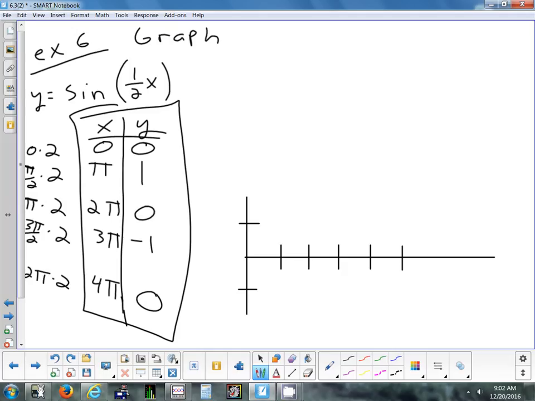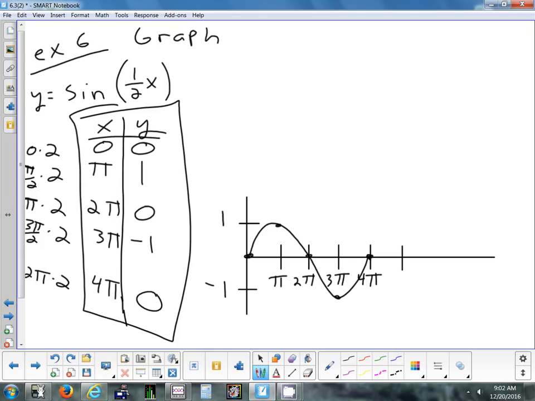Okay, so I'm going to scale them like this. Pi, 2 pi, 3 pi, 4 pi. All right, and this will be 1 and negative 1. So 0, 1, 0, negative 1, back to 0. That's it. That's my graph.